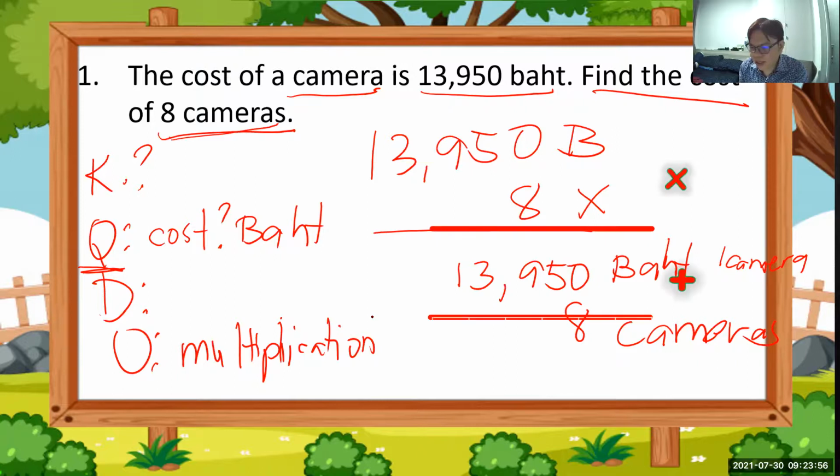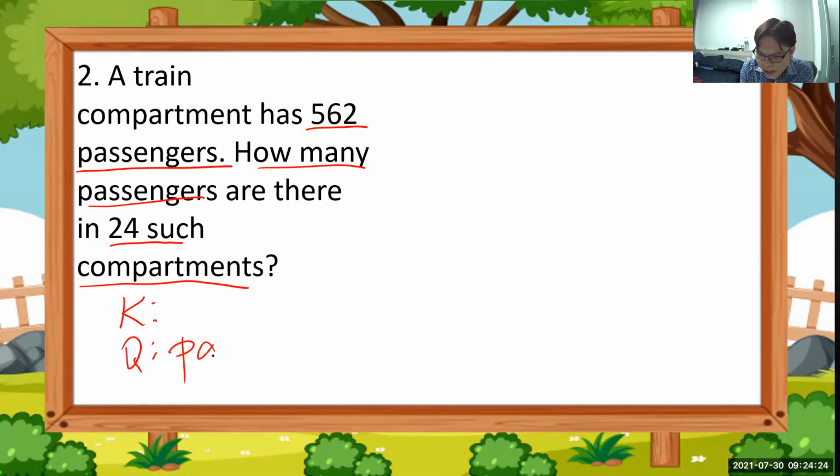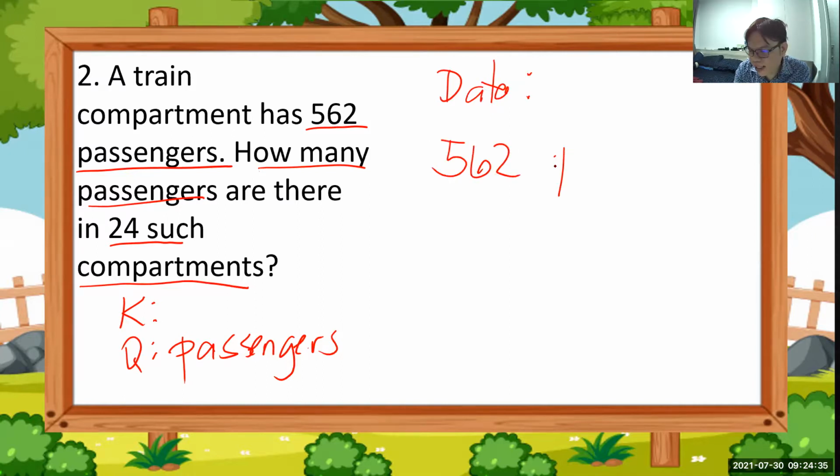Okay, let's try another one. A train compartment has 562 passengers. Passengers mean people. How many passengers are there in 24 compartments? Now, keyword, none. Question, how many passengers? Now, data. What are the data? 562 passengers.